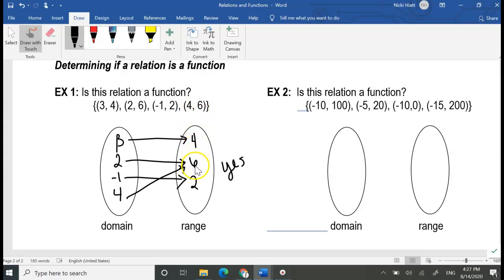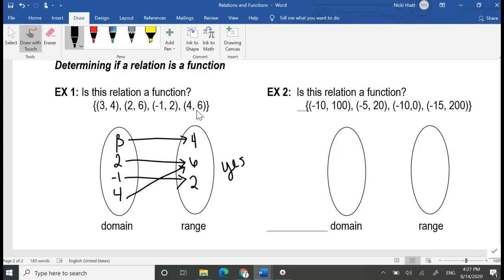Now, it might throw you off a little bit here because that y goes with two different x's. But this is okay. The y can go with as many x's as it wants. The x's can only have one y. So you're looking at the arrows going out here to make sure that none of those double up. Basically, the x values cannot be repeated in this list. It's okay if the y values are repeated.